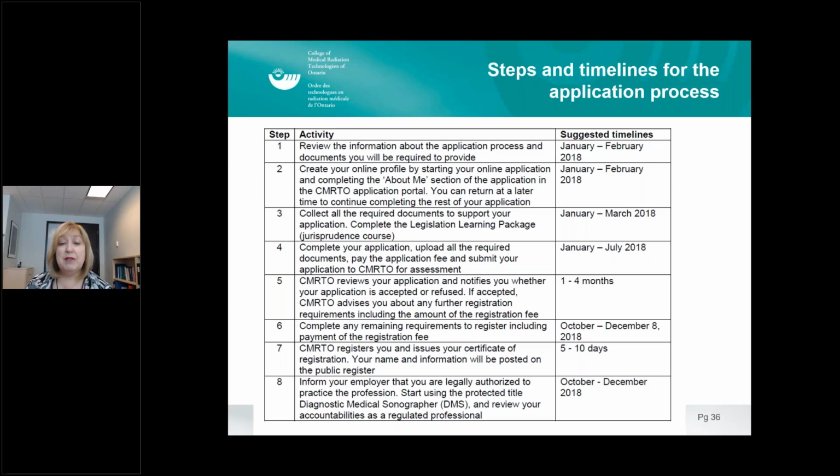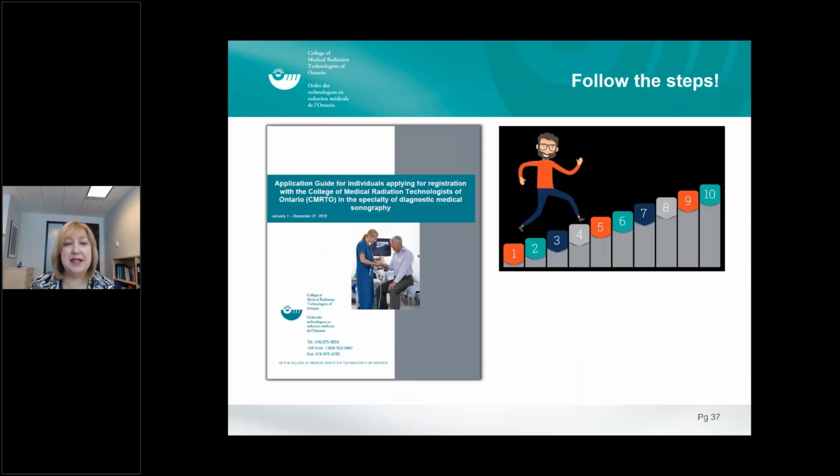And then through the fall, you'll be completing any additional registration requirements. And by the time we're at the point where you're ready to be registered, that will take 5 to 10 days to pay the fee. And so once you're registered, then you can inform your employer that you're legally authorized to practice the profession, and you can start using the protected title DMS. So that's kind of how it will work through 2018.